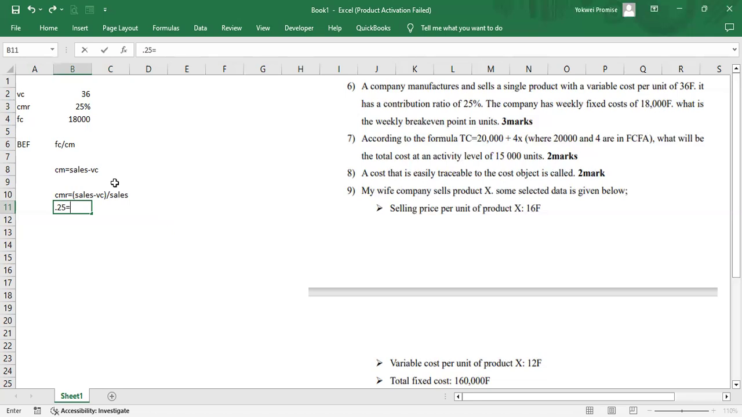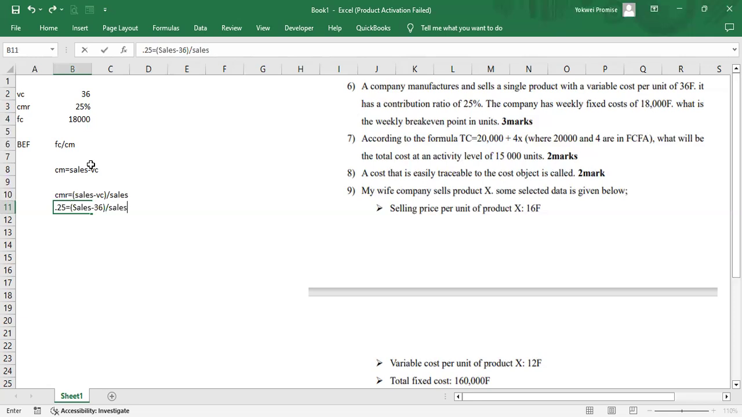The objective here is that we should come up with the contribution margin so that we can then use it in our BEP. So 0.25 will be equal to sales minus the variable cost per unit, which has been given as 36 francs, all divided by the sales that we don't know, which is S.